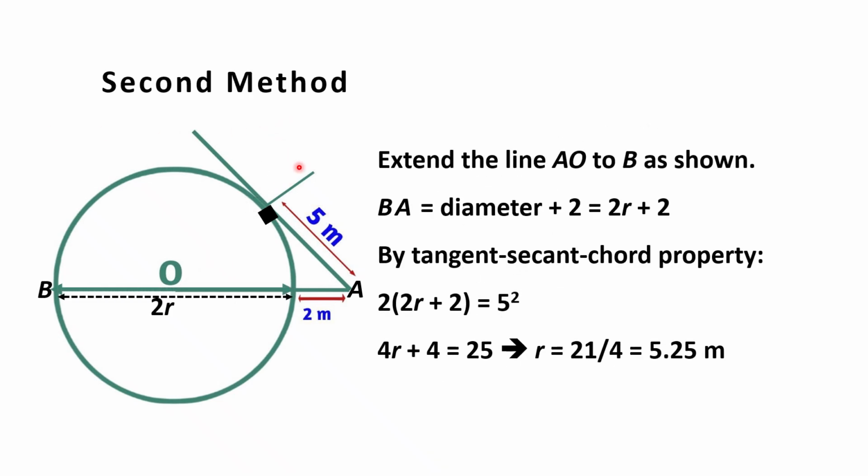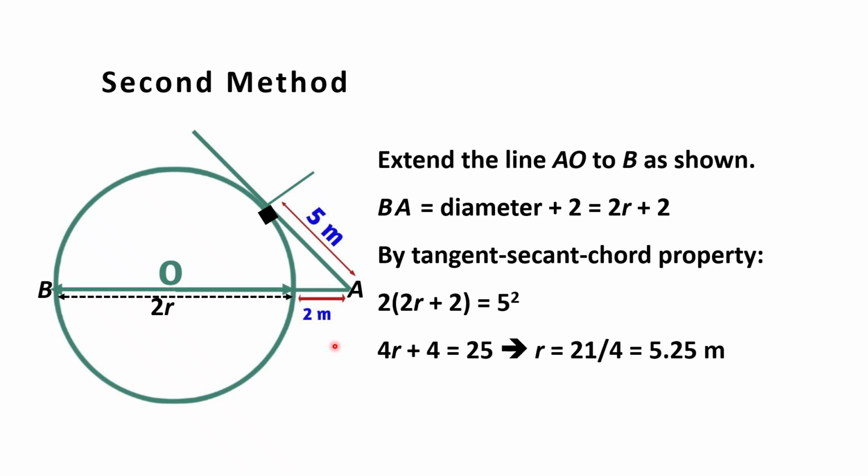Now in the second method, we extend this line AO to point B so that the full line BA is the diameter plus this 2 meters. When you extend the line AO to B, we get the diameter plus this extra 2 meters. So the length of the line BA will be equal to 2R plus 2. 2R is the diameter, so BA equals 2R plus 2.